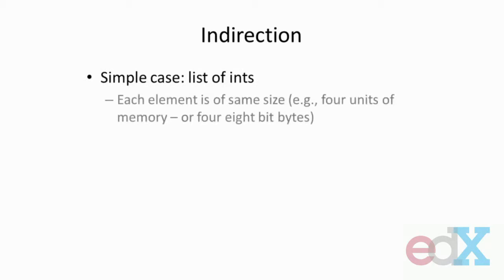The answer, by the way, is yes, but let's look at why. So let's look at a simple case. Imagine my list is just a list of integers, so each element is of the same size. For example, it might be 4 units of memory or 4 8-bit bytes.